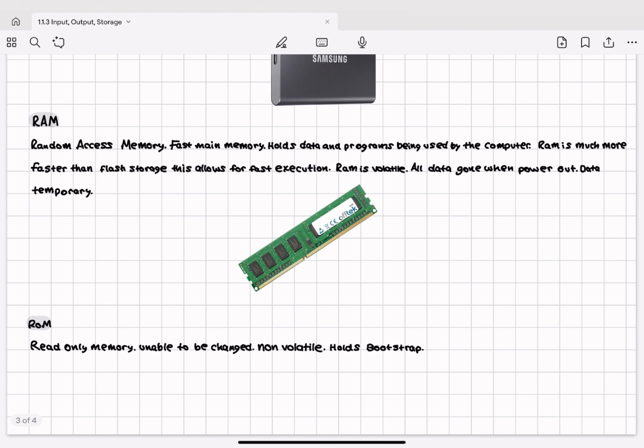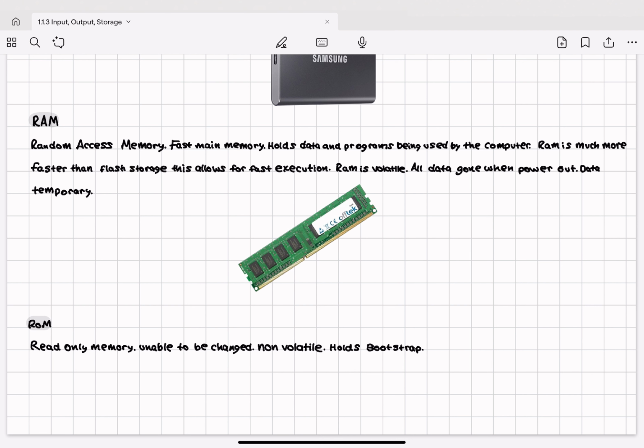And then we have RAM and ROM. RAM is random access memory. The main memory, super fast. It holds data and programs that are currently being used by the computer. RAM is much faster than flash storage, which allows it to run applications really fast instead of running them off flash storage, and allows for fast execution.